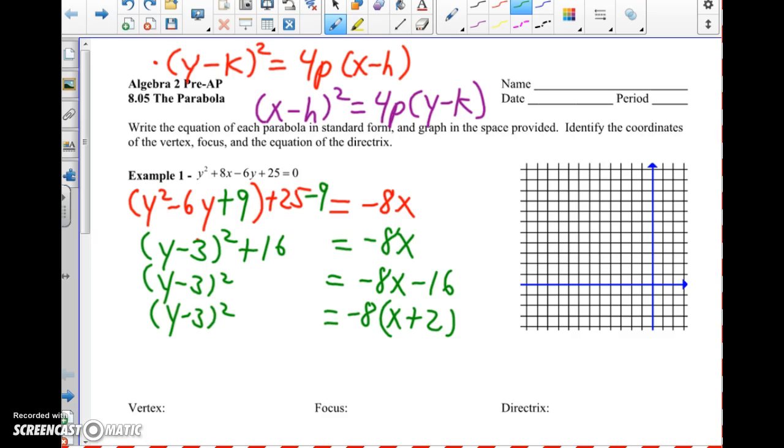Everybody understand so far? So you found the common factor of negative 8. Because I want this to match the form up here, the red form. I want this to match it. So now it's matching. All right, so far so good.